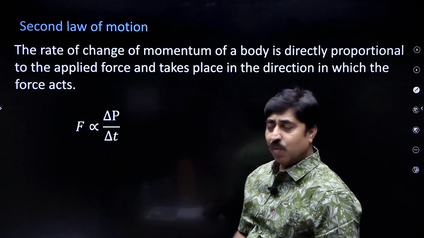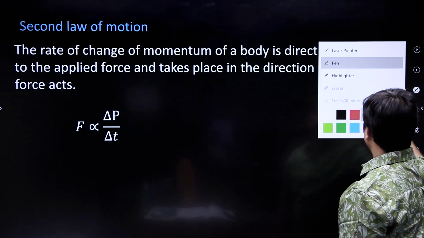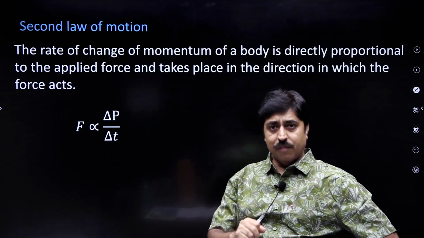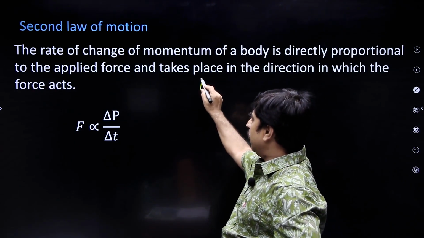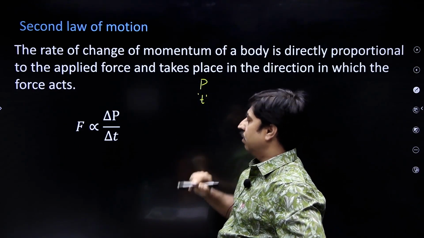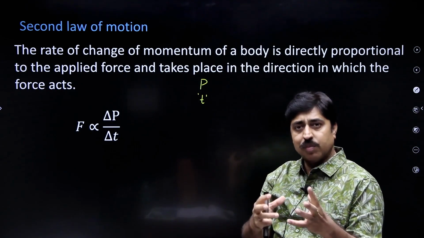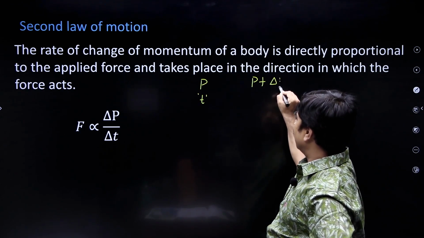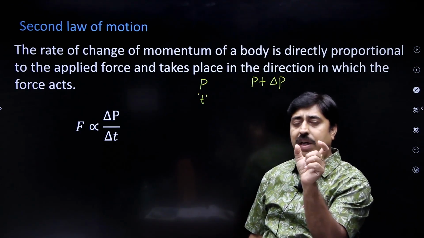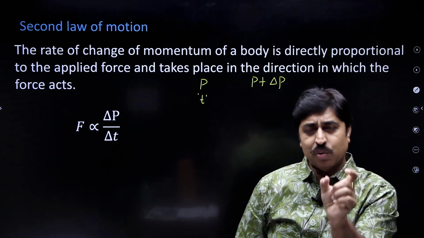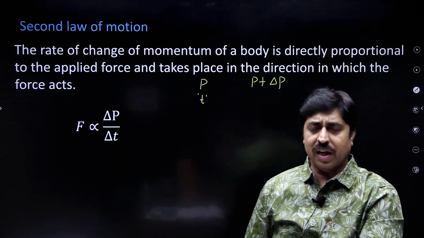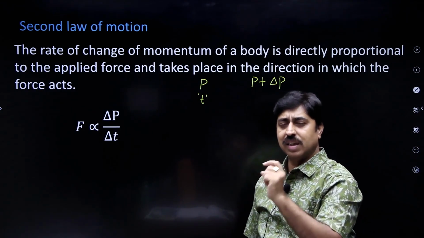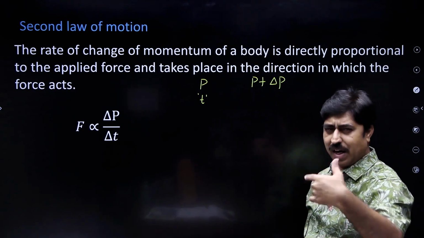What is the rate of change of momentum here? It is delta p by delta t. What does it mean? If a body has momentum p at some time t, you apply a force, and its momentum changes. Now, its momentum has become p plus delta p. This symbol delta p, delta is used to denote change. When I write delta x, I am saying change in x. When I write delta t, it is nothing but change in time. This is a standard symbol.